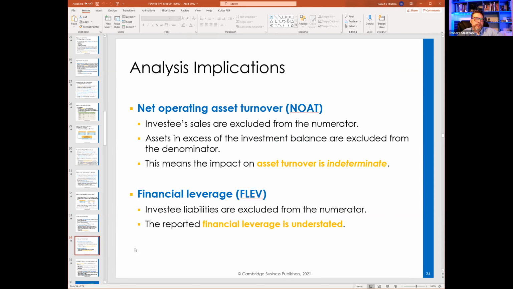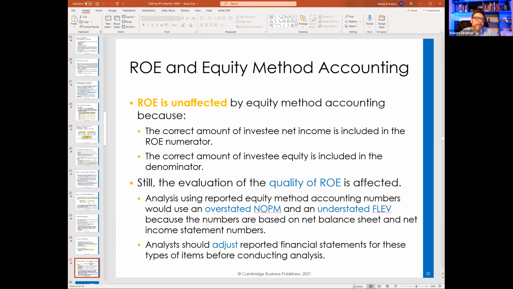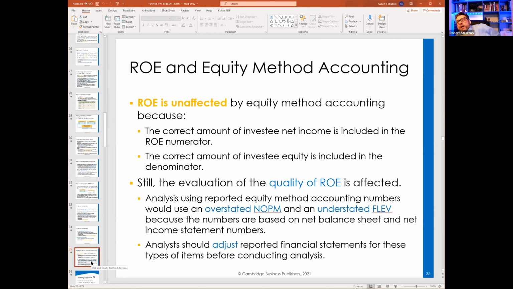So you have these other ones, financial leverage and net operating. Again, it's all because the liabilities or the revenue or something is left off of the denominator or the numerator. Does it matter? Typically not, because the ROE statistics are typically not affected. So if you understand that some of the other ratios can be affected, you can adjust. When do you adjust? It's actually pretty rare to adjust some of these.